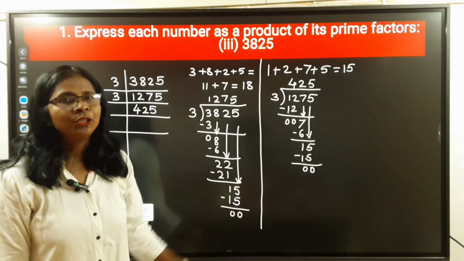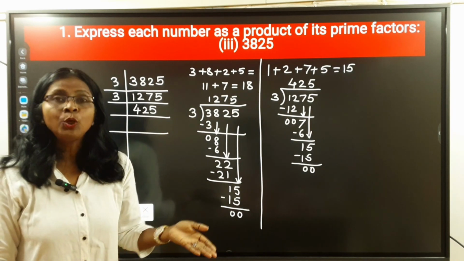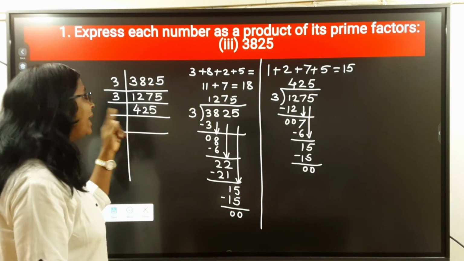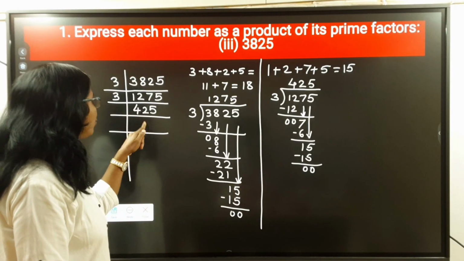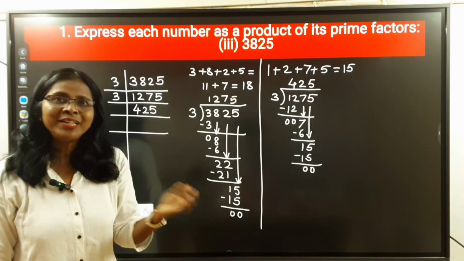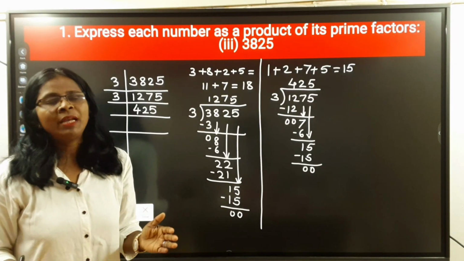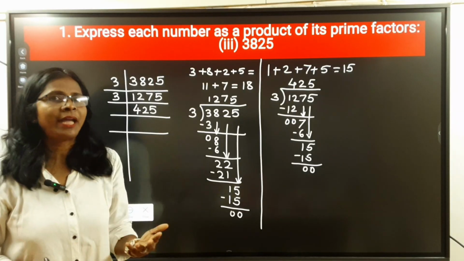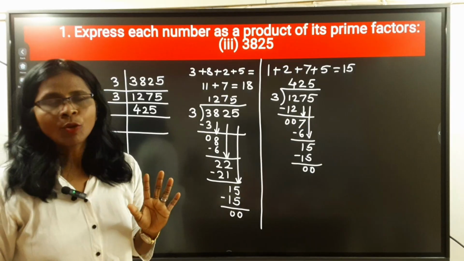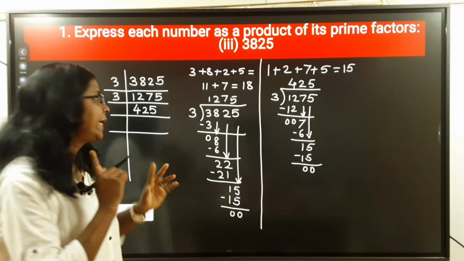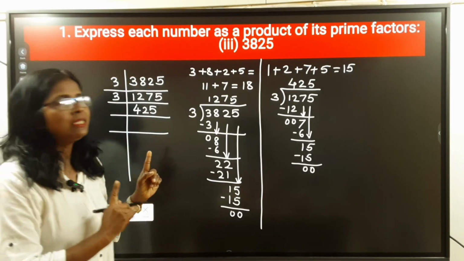So now we have 425. At the unit place there is a 5, so it is not divisible by 2. We check first whether it is divisible by 3 or not. The addition of these digits is 4 plus 2, 6, 6 plus 5, 11. So it is not divisible by 2, not divisible by 3, and not divisible by 4 because at the unit place there is a 5. So directly we can say that it could be divisible by 5.